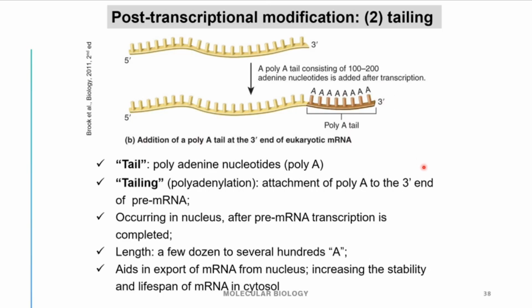The poly-A tail can vary in length. It can be a few dozen A's, and it can be a couple hundred A's. This helps to export the mRNA from the nucleus, and it also helps to increase the stability and the lifespan of the mRNAs in the cytosol, so that they don't get degraded so easily.